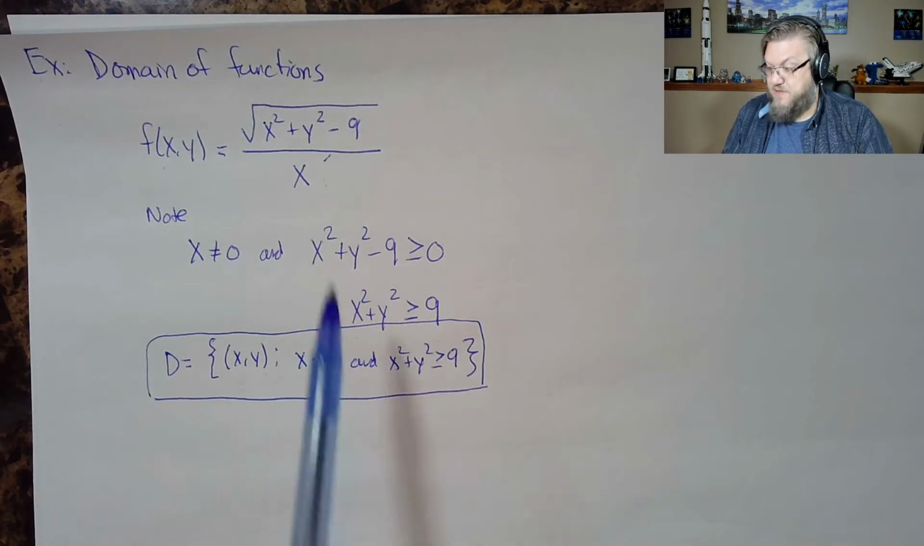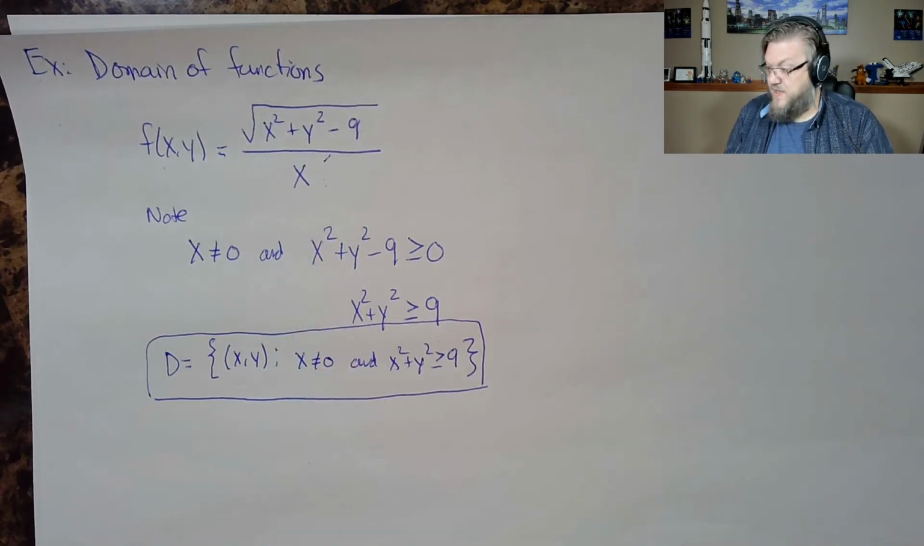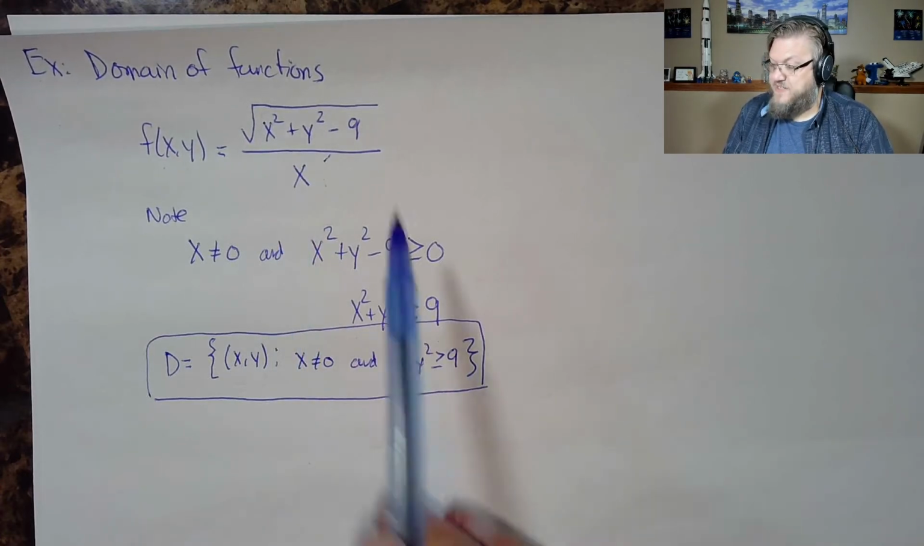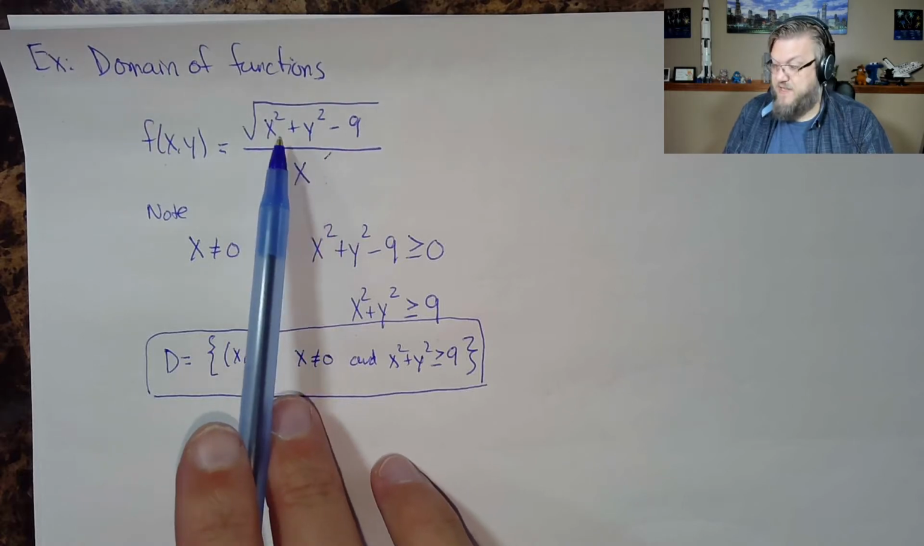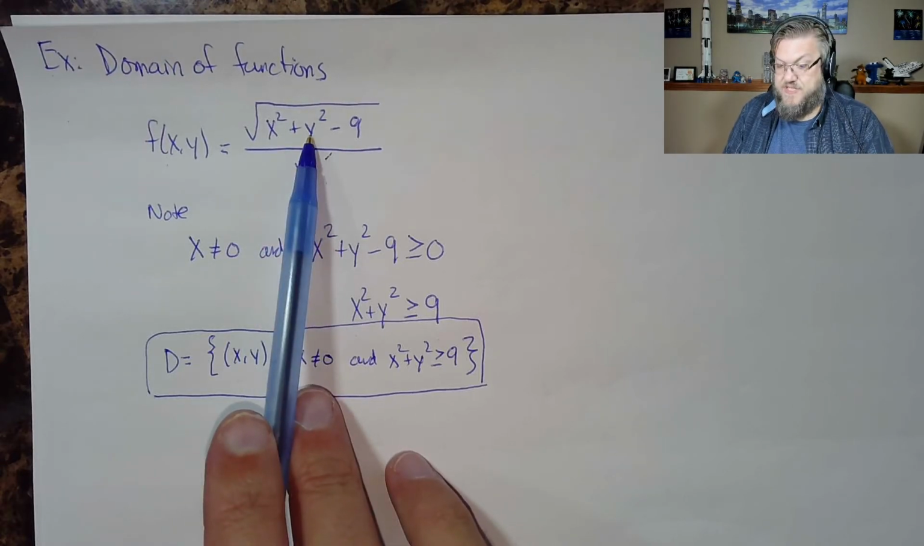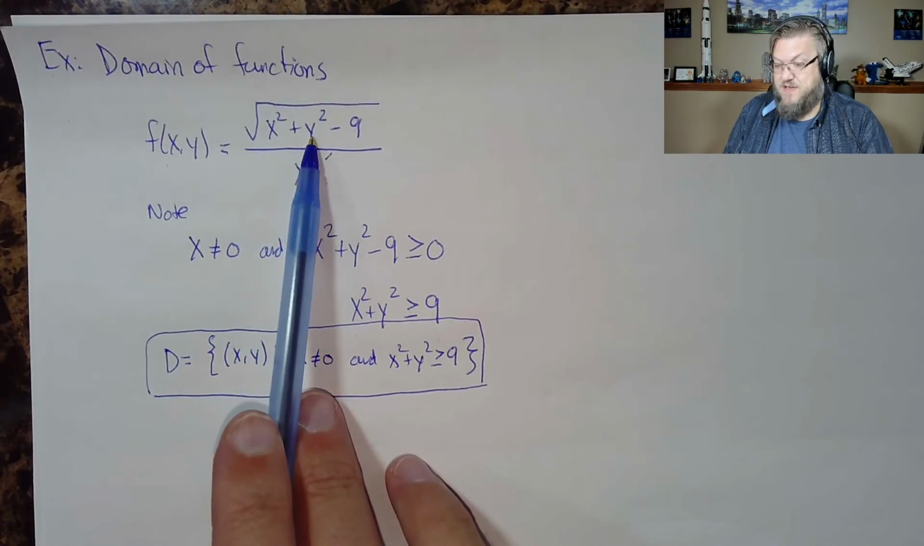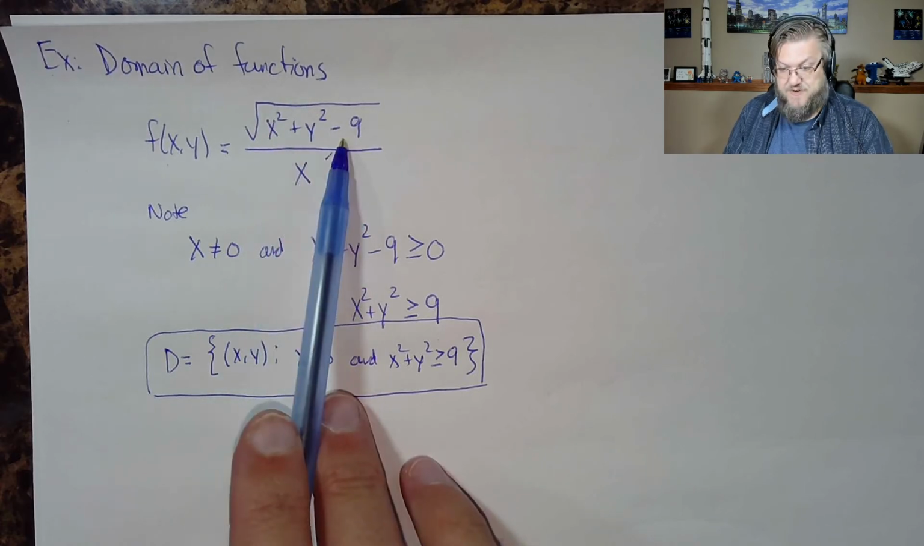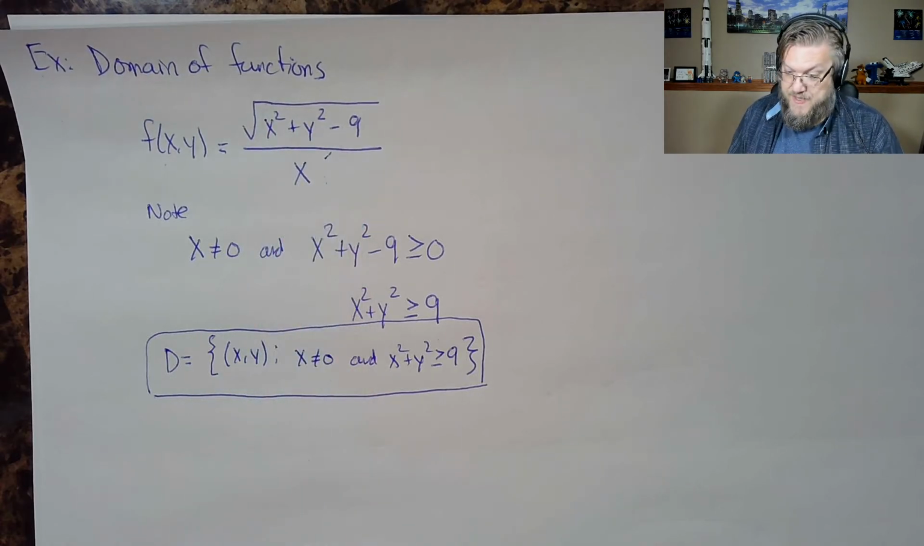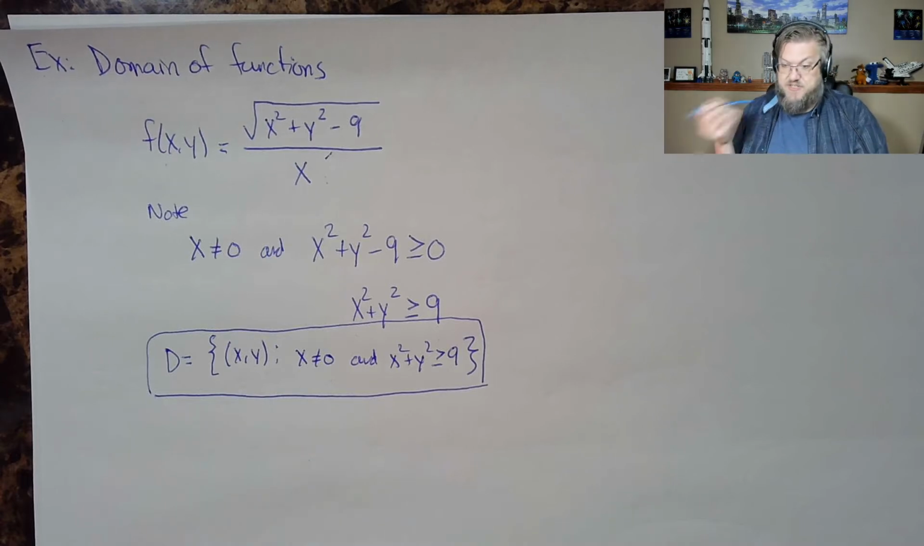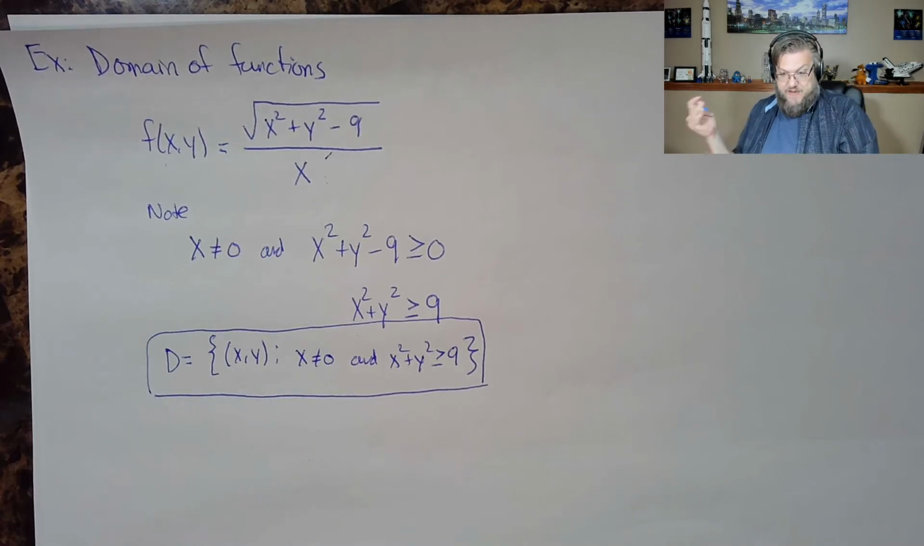For instance, if x was 0, well, I would be dividing by 0. That's a problem. If I got that x and y were 1, for instance, notice I would have 1 squared plus 1 squared minus 9. Now I have a negative under the square root. No good. So this does describe the points that are allowed and not allowed.